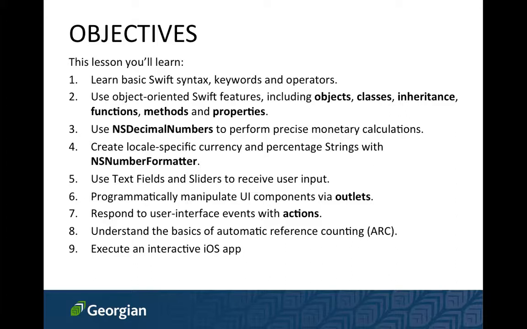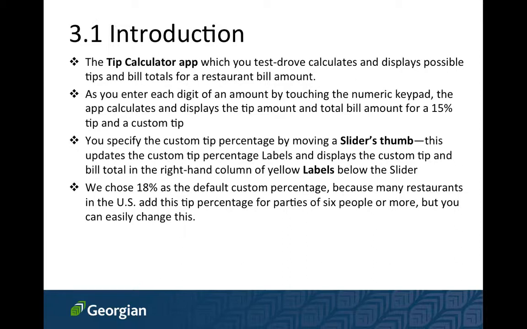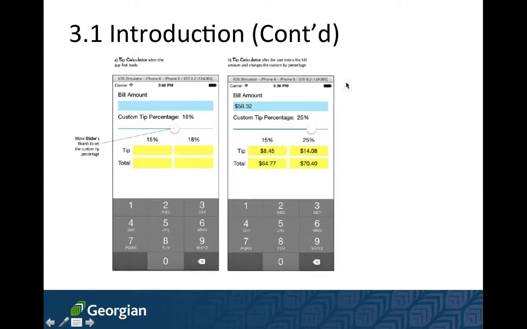We're going to be talking about outlets and actions and what the two things are. And those are the two things that are going to be helping us build interactivity with our applications. Okay? So let's get into that. If we look at the tip calculator, we have something that looks like this.